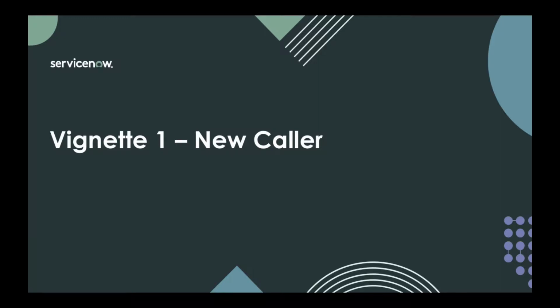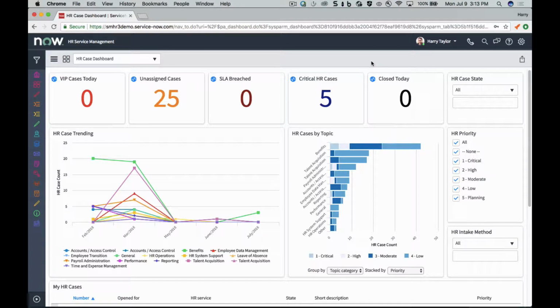This is a demonstration of vignette number 1, the new caller scenario. To begin, we're logged in as the user Harry Taylor. Harry is one of the HR Service Center agents, and when he comes to work every day, he has a dashboard that allows him to understand critical items that need his attention. One of the other things that Harry does is he manages the phone queue.